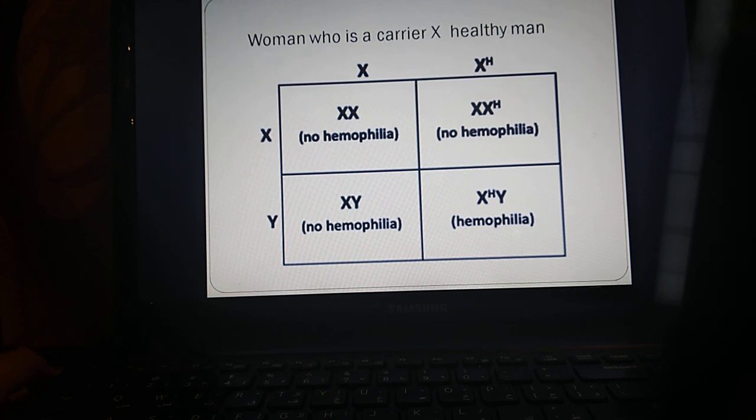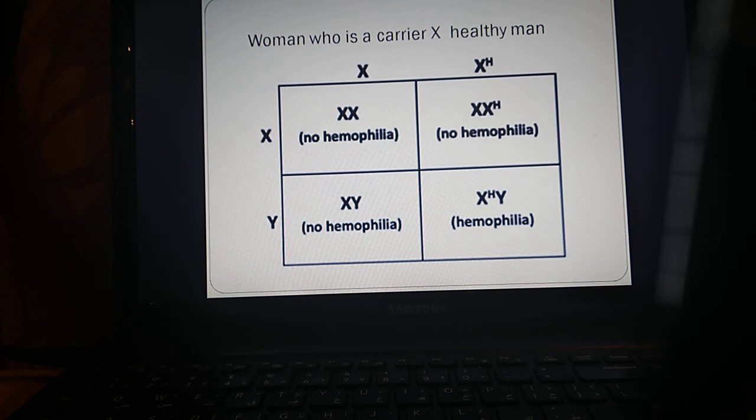So this is what you should know about hemophilia and colorblindness, the sex-linked disorders. This allele can only be carried on the X chromosome because it's bigger than the Y chromosome.